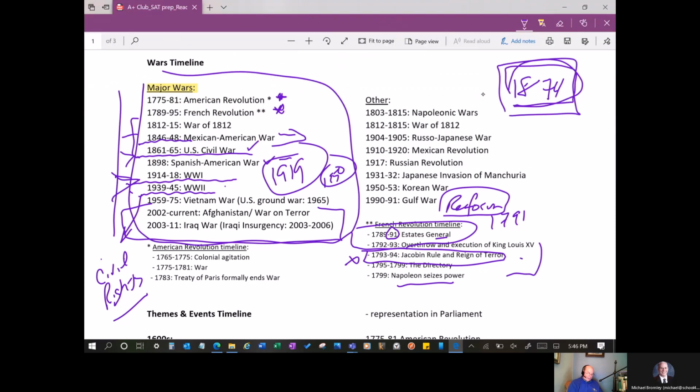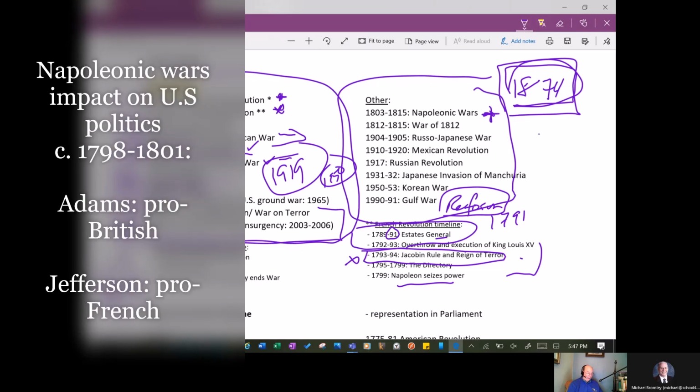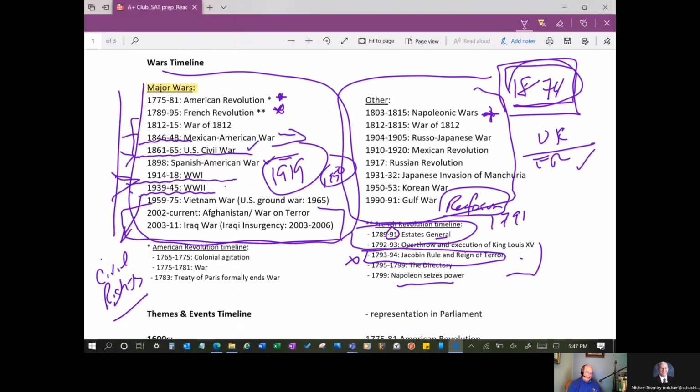Now, we can think in terms of the impact of wars overseas. So the Napoleonic Wars are deeply impactful on American politics. Between the Jeffersonians and the Adams factions in the early American Republic, the political divide was either pro-UK or pro-France in the Napoleonic Wars. The Jeffersonians were for France. So if you see a reading with someone with that perspective, we know that they're going to be pro the French Revolution. And if there's someone with a more pro-British stance, we know that they're going to be against the ideals of the French Revolution.